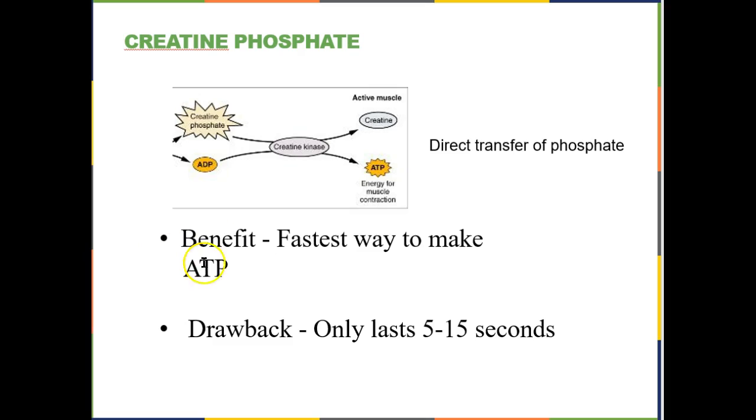The benefit of this is that it is the fastest way of all three to generate new ATP. The drawback is that it's only good for 5 to 15 seconds. Your cells just generally don't store a lot of creatine phosphate for reasons that I don't really understand. So you can only do that for a little while. And generally what happens when you start a bout of exercise is that your muscles plow through their creatine phosphate stores first, because that's the simplest thing to do. And then depending on how intensely you're exercising, they will switch either to aerobic or anaerobic.